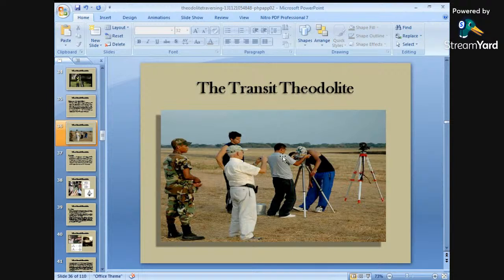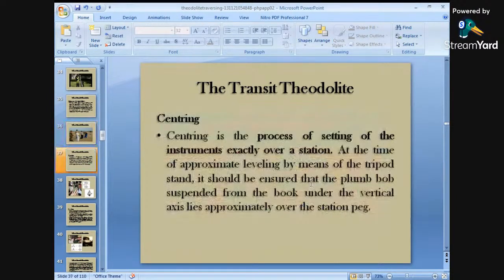So this is the photo of your temporary leveling. After that, centering. For exactly marking the station which is on the ground with the theodolite, sometimes plumb bobs are provided with the theodolite box. So you will have to fix the plumb bob at the center of your theodolite, and it should match with the center of the point. Once it has been done, your centering is complete.